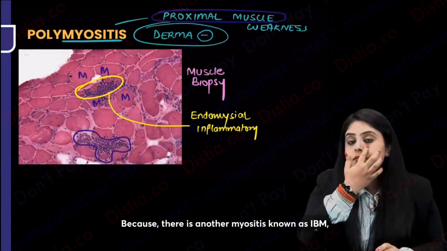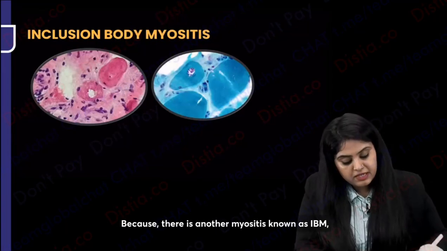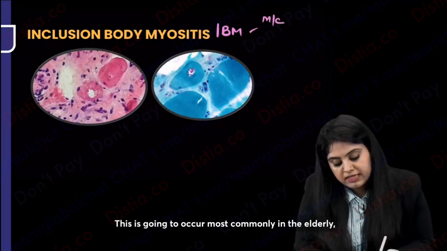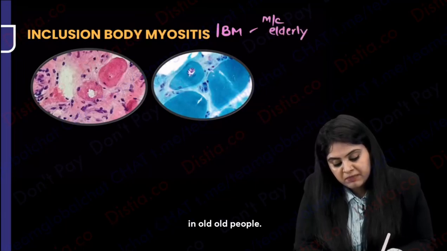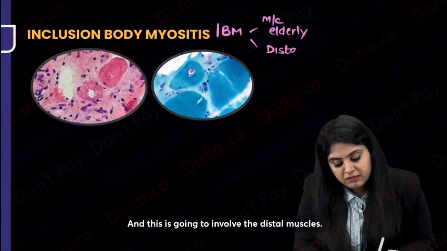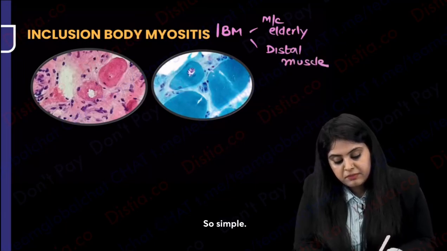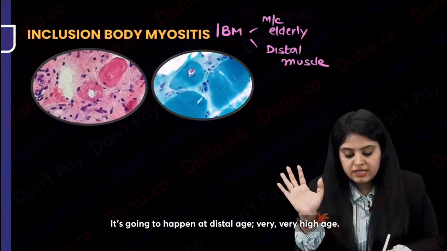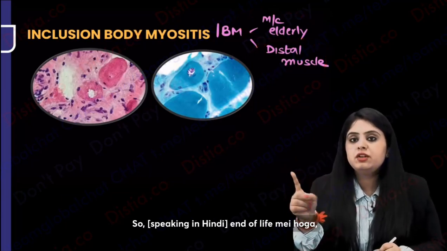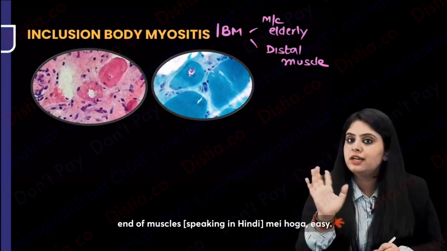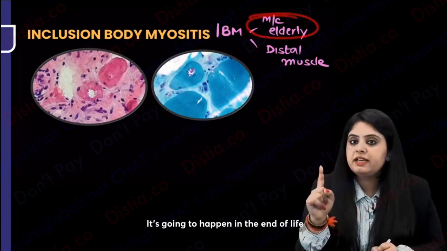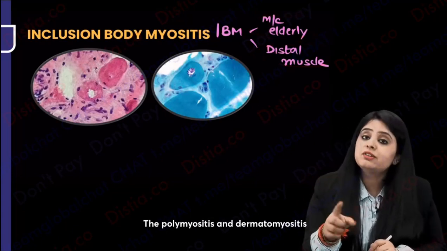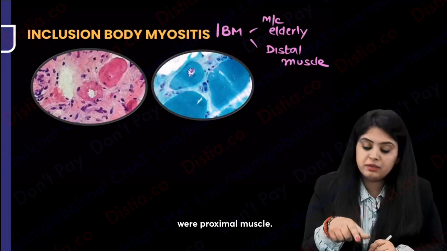Because guys, there is another myositis known as IBM, inclusion body myositis. This is going to occur most commonly in the elderly, in old people, and this is going to involve the distal muscles. So simple, it's going to happen at a very, very high age, and it's going to involve the distal muscle. So it will happen at the end of life, and in the end of the muscles. Easy. So elderly and distal muscles, while polymyositis and dermatomyositis were proximal muscle.